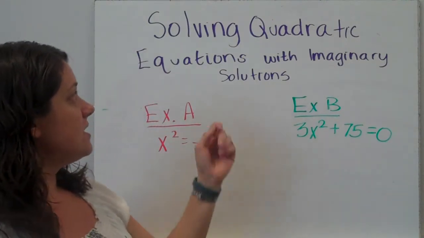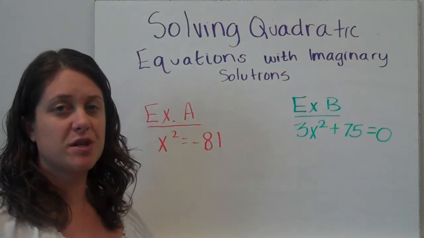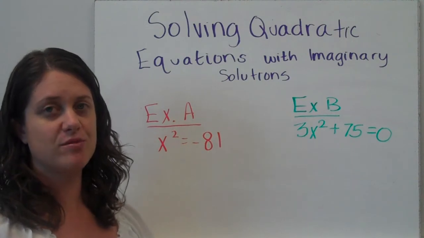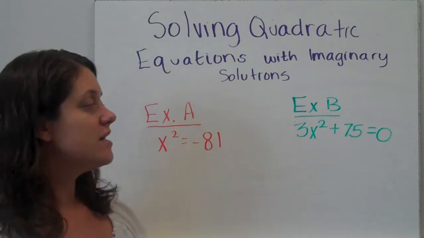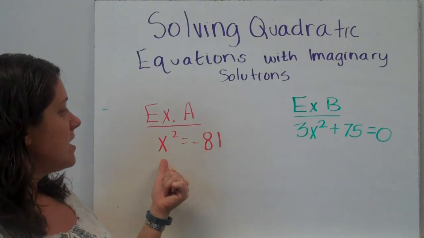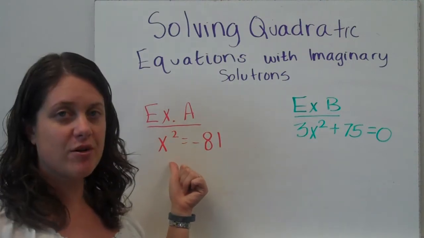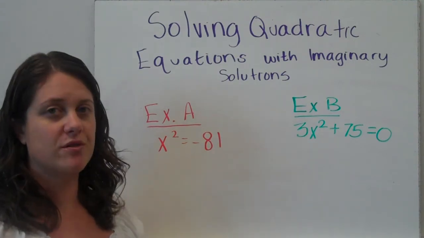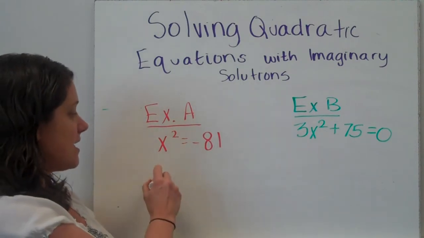So another way we could use these is if we're solving quadratic equations with imaginary solutions. So we haven't talked too much about solving quadratic equations, but you should be able to solve this. So in order to get rid of a square, we know that the opposite is a square root. So I need to go ahead and take the square root of both sides.